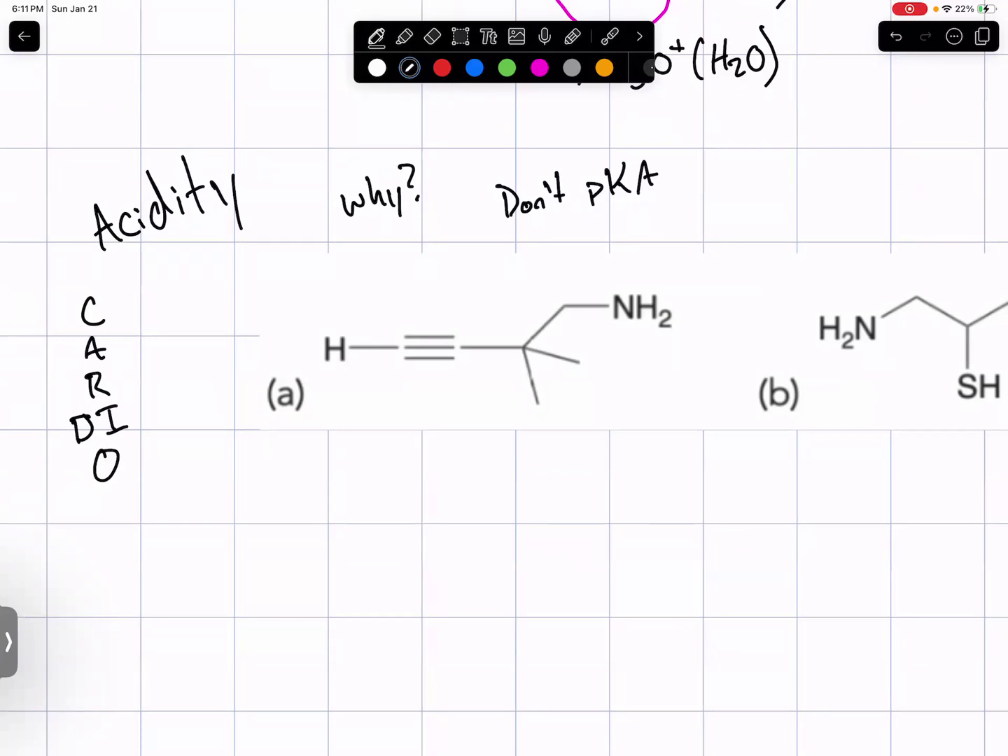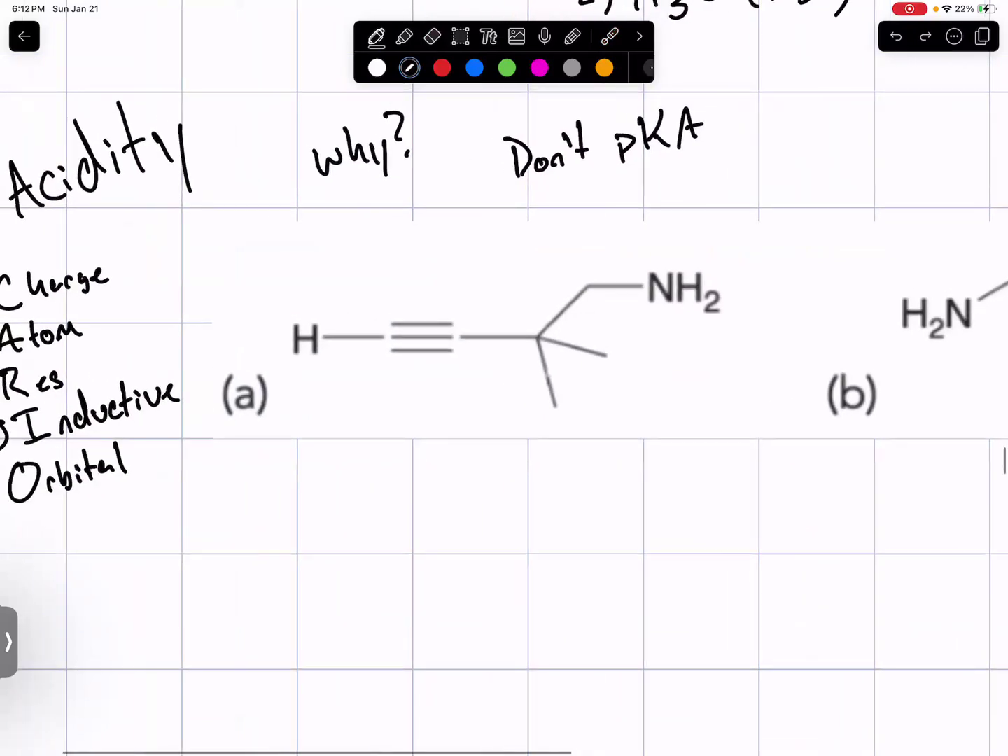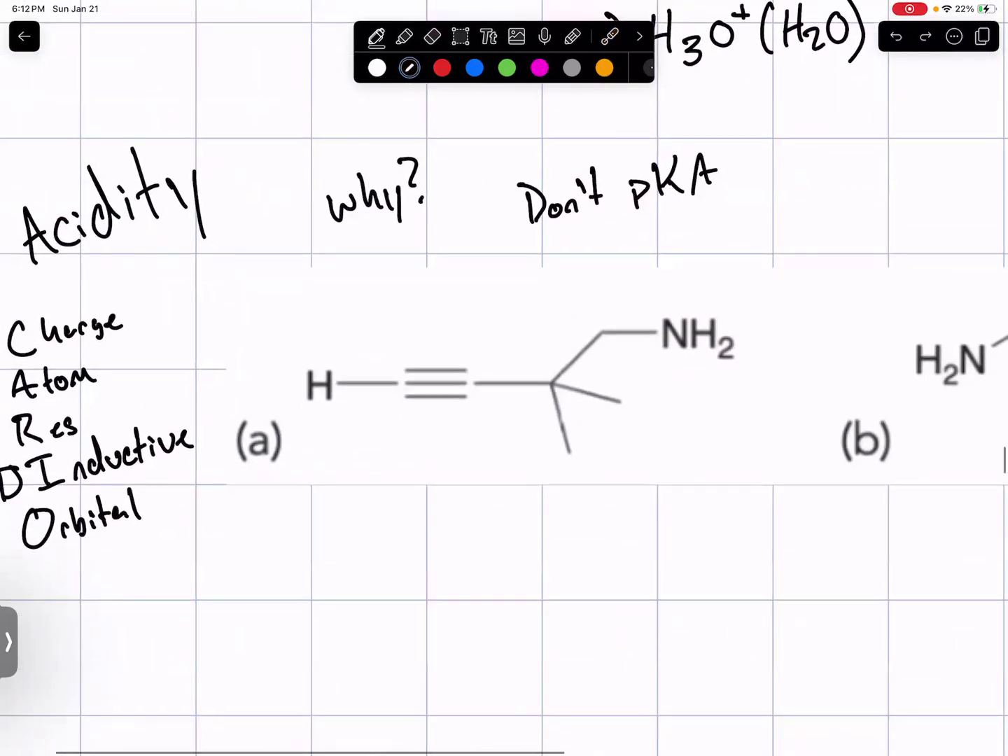So if you did your cardio today, what are we looking at? And we talked about cardio, right? We talked about charge, just to remind you: charge, atom, resonance, distance from inductive effect, inductive effect, and orbital, right? And we talked about that this doesn't necessarily have to follow this order. Sometimes orbitals take more importance over atoms, right? And so that should be a prelude to why this question is a little bit tricky.